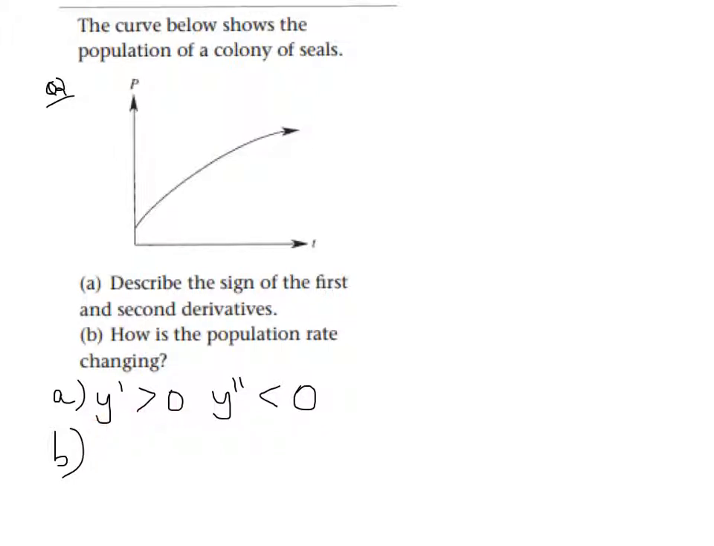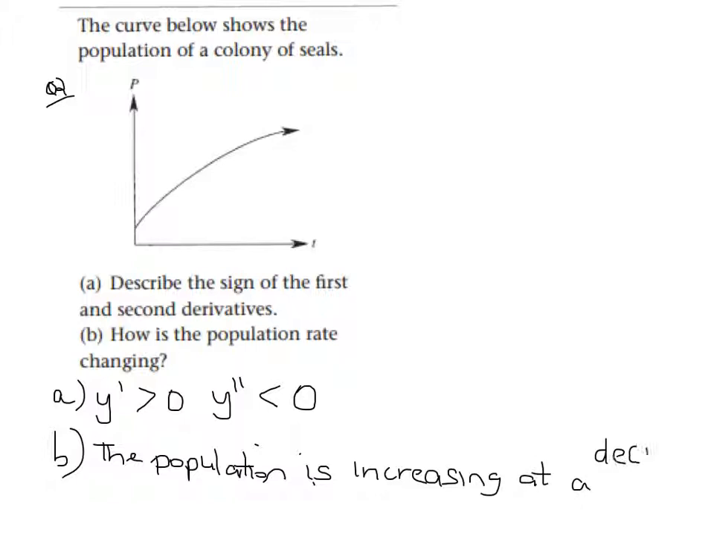So the first derivative is the rate of change of y, and the second derivative is the rate of change of the first one. So we write the population is increasing at a decreasing rate. Population is increasing at a decreasing rate, and that word rate is important.